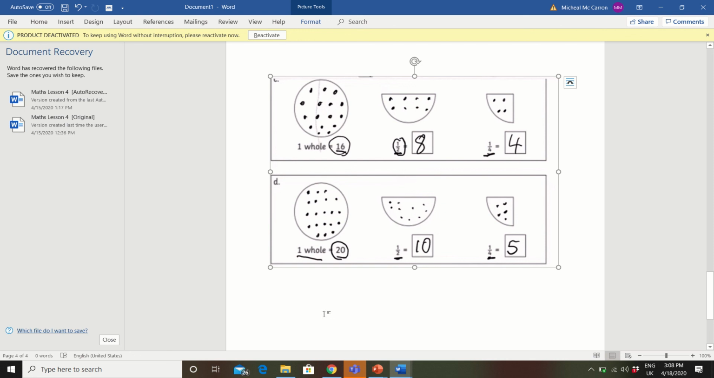So there's 2 ways of doing this, but I want you to get used to dividing by the denominator. 20 divided by 2 is 10. 20 divided by 4 is 5. That's the method I want you to get used to. All right.